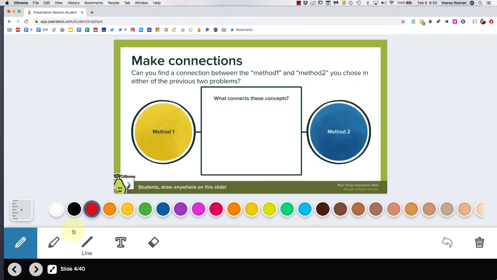So go ahead and fill out this slide. See if you can make a connection between the various methods and what it reinforces. I would like you to do this slide on your own.